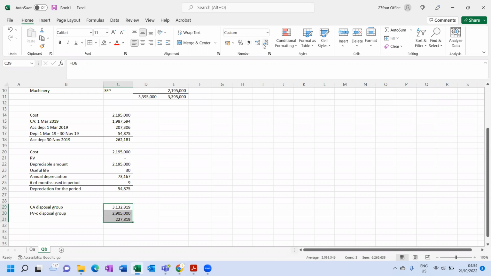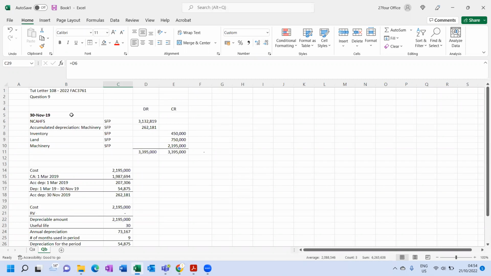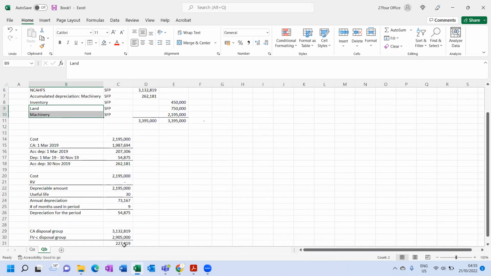Because it's at the date of change of intention, the impairment will go against the underlying assets. Okay, so what are the underlying assets? The underlying assets are inventory, land, and machinery. Now impairment is IAS 36. IAS 36 does not apply to inventory. So the only assets IAS 36 applies to are these two. So that 227 will have to be allocated between land and machinery only.